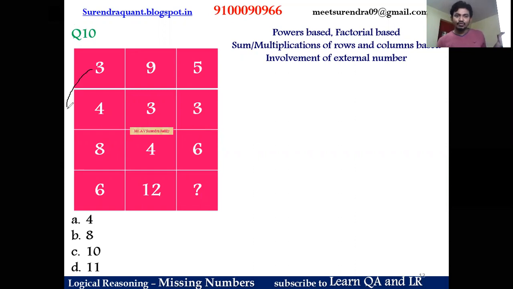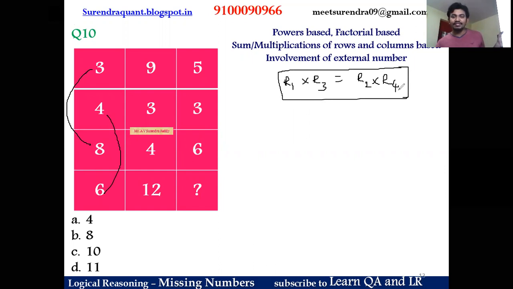What is 3 into 8? 24. What is 4 into 6? 24. I mean, the product of the numbers of row 1 and row 3 is the same as the product of numbers in row 2 and row 4. So this is the idea that comes through when I see these number combinations. So let us try to cross check in the other columns as well. Friends, 9 4s are 36, 3 12s are 36. Yes. Whatever product comes through when I multiply row 1 with row 3 is the same as the row 2 and row 4 product.